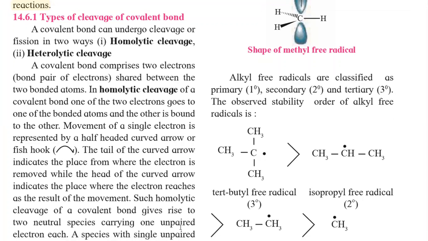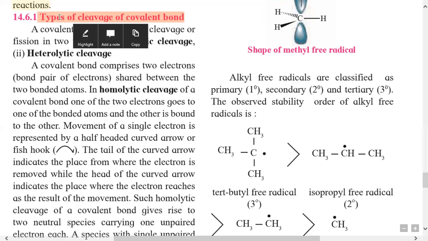Yesterday, we had studied about isomerism in organic compounds. After this point, the next point in this chapter is to study types of cleavage of covalent bond. Before we study the types of cleavage, or the types of breaking of bond, we will study what is a covalent bond.